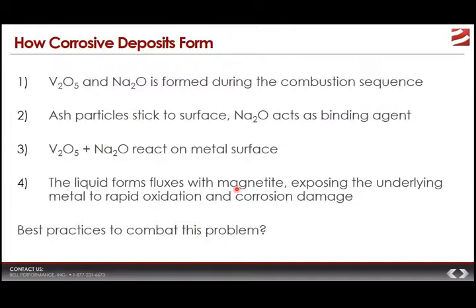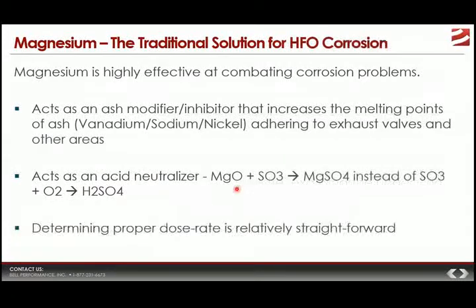This is a big problem for heavy fuel oil users. They do not want this kind of stuff to happen. So how do they keep it from happening? What are the best practices to combat this problem? Well, the traditional solution has been to add some magnesium into the equation, because magnesium is really good at combating corrosion problems. One thing that magnesium does is it acts as an ash modifier.